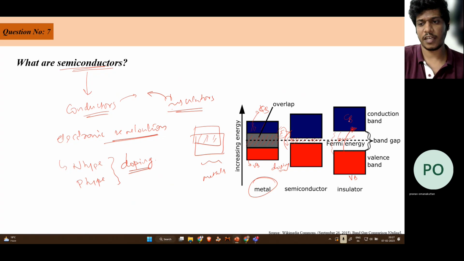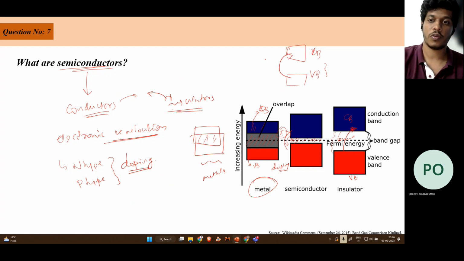But in case of insulators, the separation between the conduction band and the valence band is very high, such that electrons from the valence band cannot go to the conduction band even if some external energy is provided. So this band gap, which is denoted by Eg, is very high.